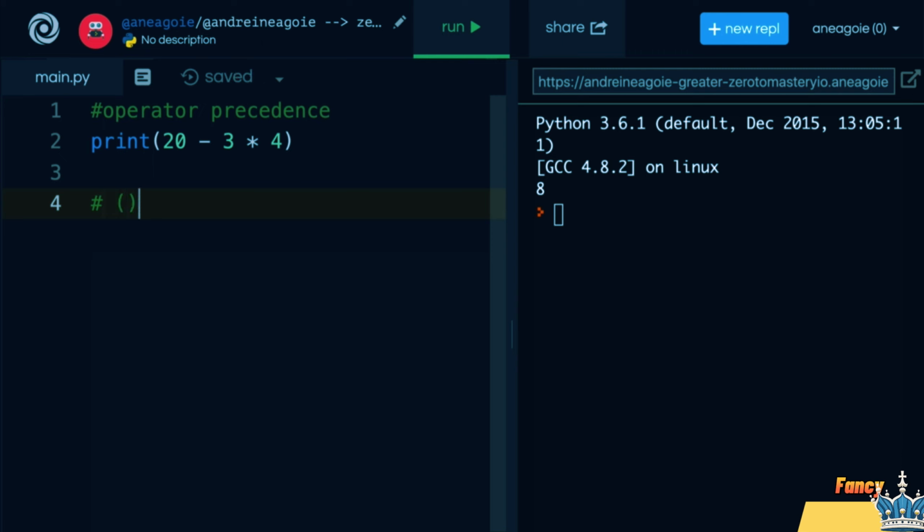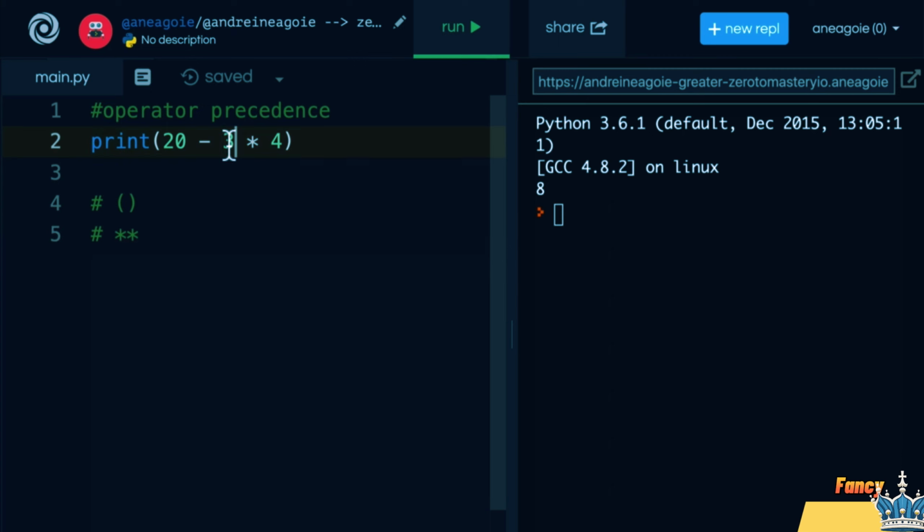First, we follow the brackets. So whatever is wrapped in a bracket, we do first. The second is we do the power of. So whatever is done in the power of will be after parentheses.